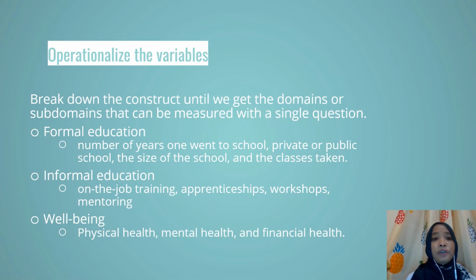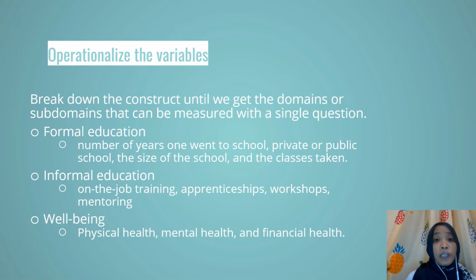So how do we do that? How do we operationalize the variable? First, break down the construct until we get the domains or subdomains that can be measured with a single question. So for example, to measure formal education, we can break it down into the number of years one went to school. So we're asking how many years have you been to school? Private or public school? The size of the school and the classes taken.